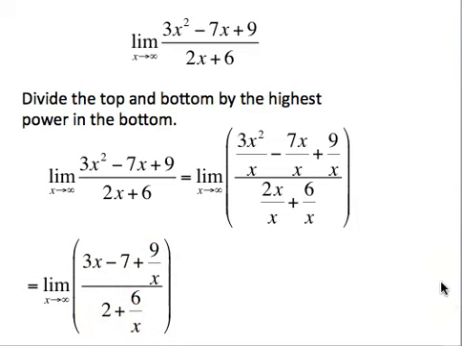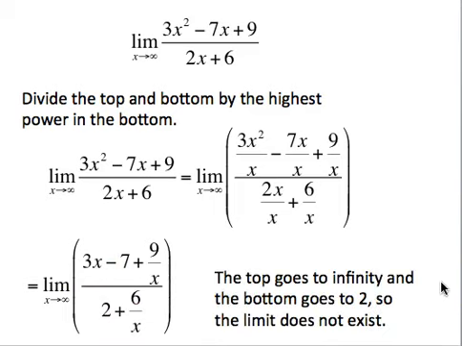You can see that that is increasing. x goes from a million to a billion. It keeps increasing. So the top is going to infinity. The bottom is going to 2. In this case, the limit does not exist.